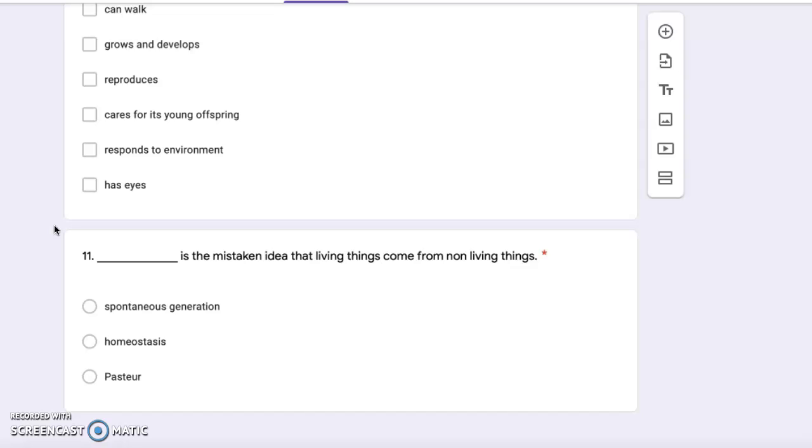Number 11. Blank is the mistaken idea that living things come from non-living things. Spontaneous generation, homeostasis, or Pasteur.